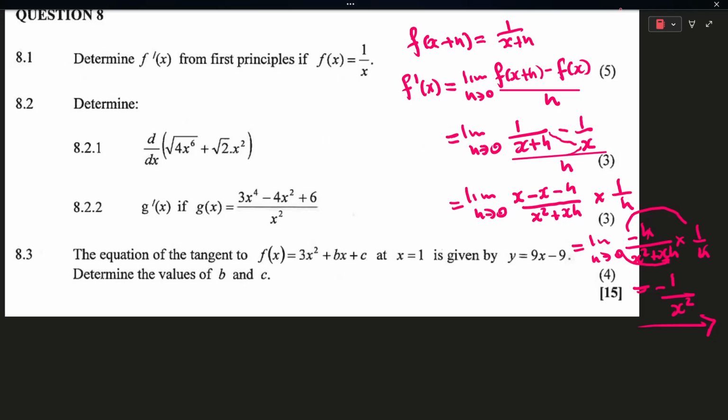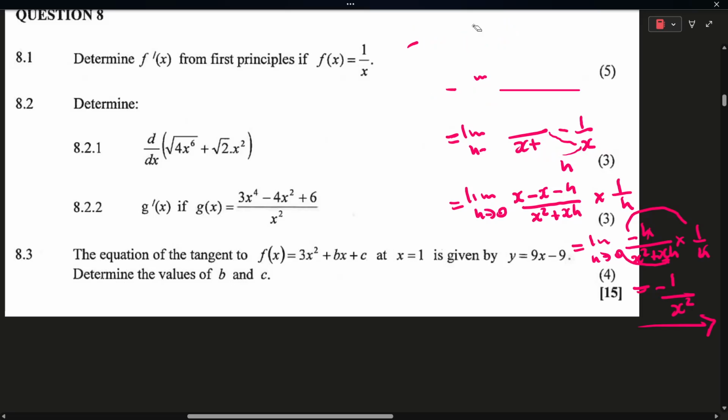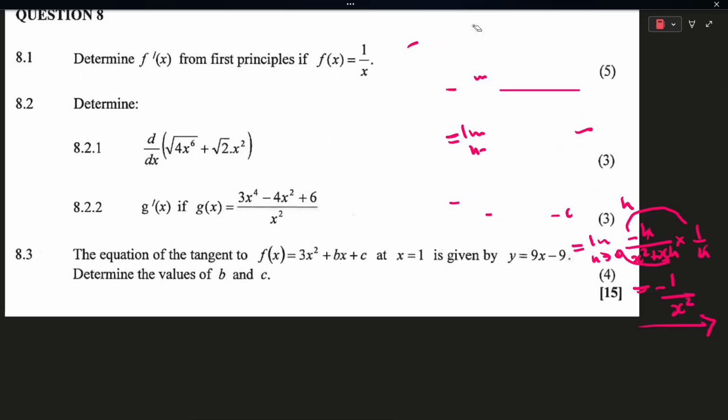These are very important questions. You can pause the video if you want to copy or you want to try it. It's fine. Now let's go to the next one.